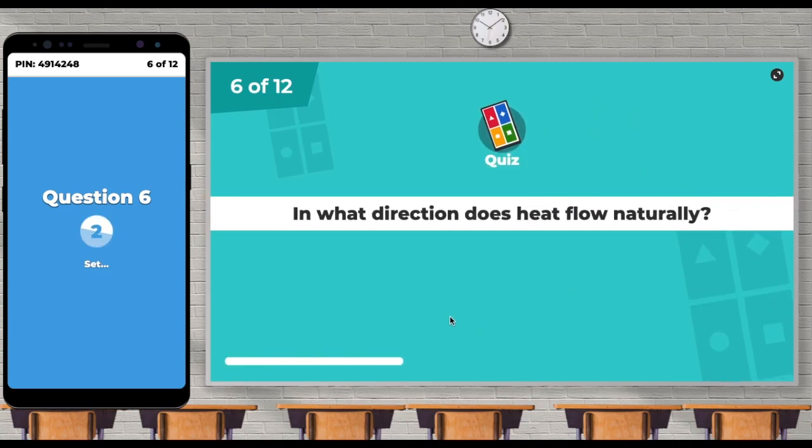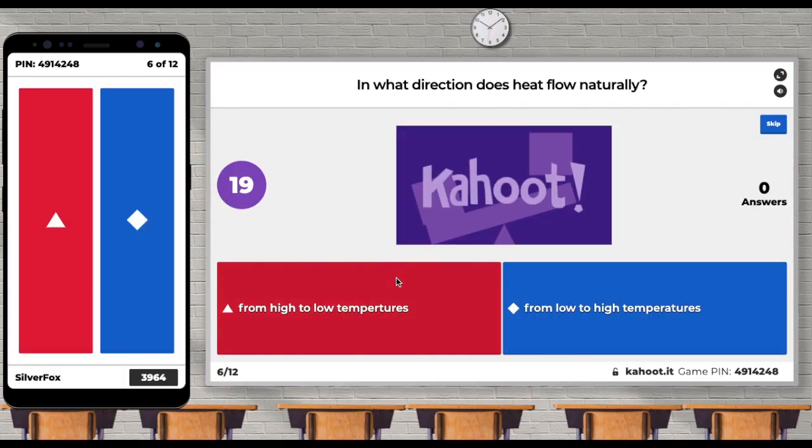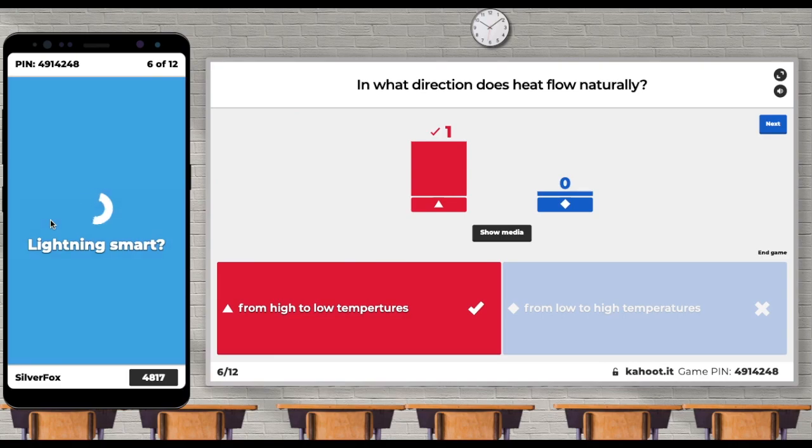Question number 6. In what direction does heat flow naturally? Does it go from high to low or low to high? It does go from high to low. If you think about your hand being on the desk, your heat is transferring to the desktop. It's not that the desktop is pushing the coldness onto you.